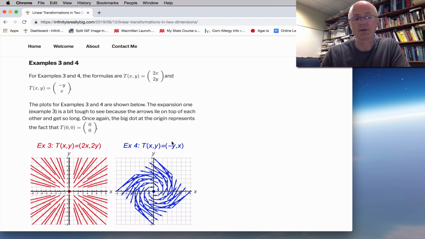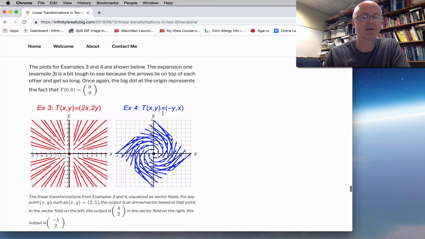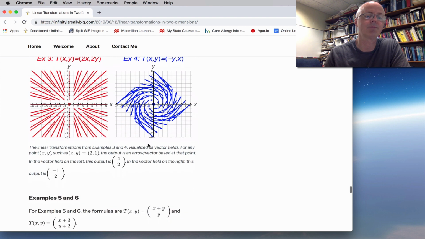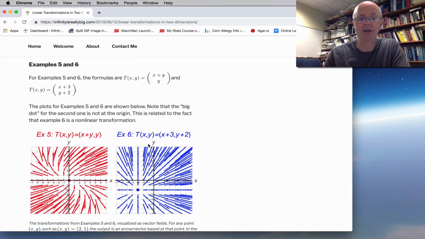Here are what the vector fields look like for examples 3 and 4. I'll let you maybe check a few points on your own. In fact, I've got points checked here for these two examples. This was the expansion or dilation. This was the rotation by 90 degrees around the origin. Here are the pictures for examples 5 and 6. This is the shear, and this is the translation. Notice this dot is no longer at the origin. That's another reason this is nonlinear, actually.